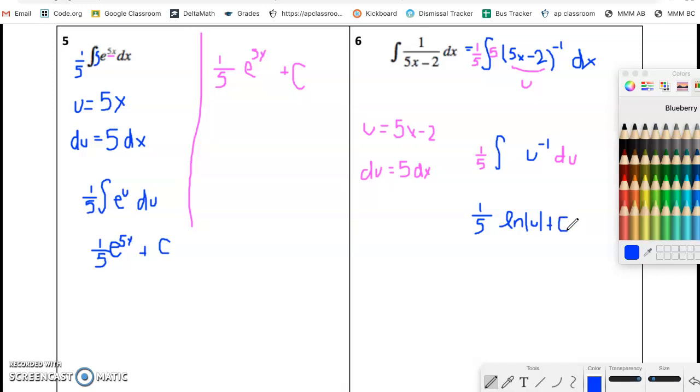Last step, I'm substituting my u back into the equation, and I get 1/5 ln absolute value 5x minus 2 plus c.